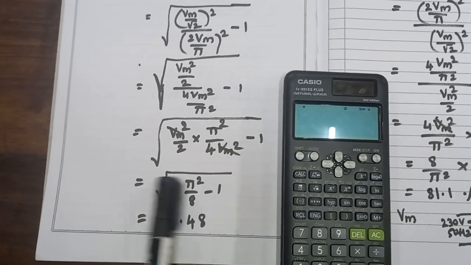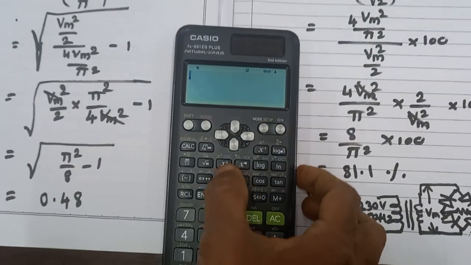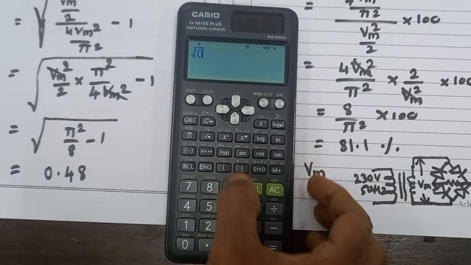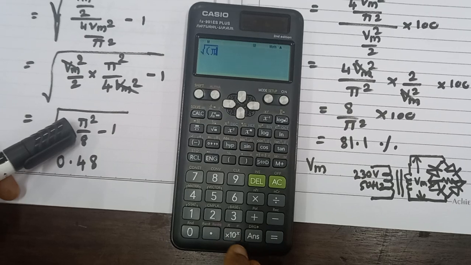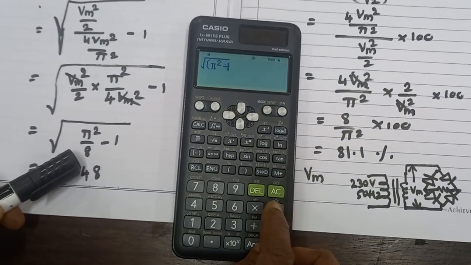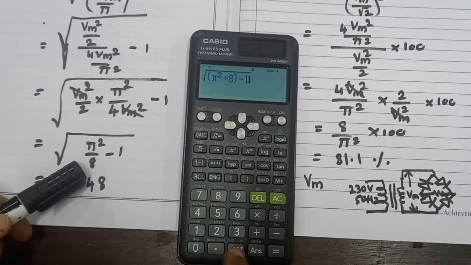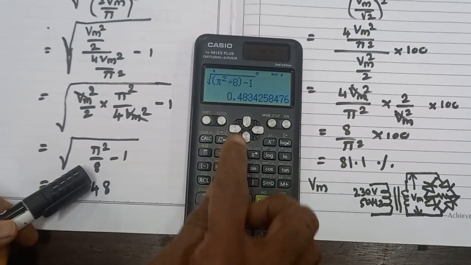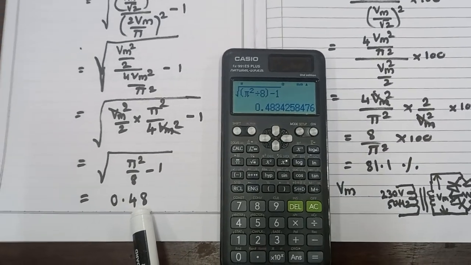So let us calculate the value of square root of pi square by 8 minus 1 using calculator. Press square root, open bracket, shift pi, square, divided by 8, close the bracket, minus 1, is equal to, so it is 0.48. So the answer is 0.48 for the ripple factor.